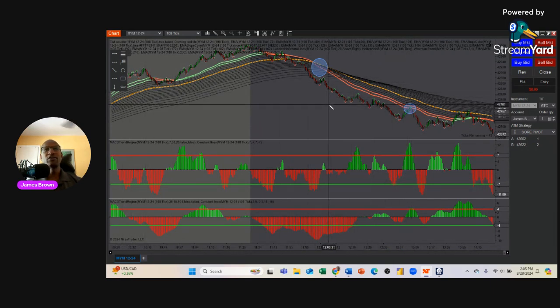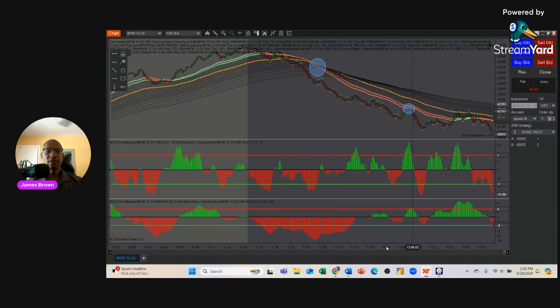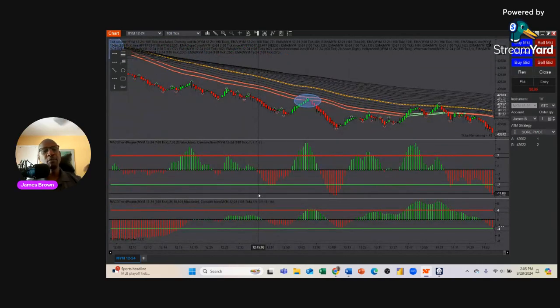And I'll also start adding this kind of stuff in, but again, that's for another video. That's what I look at. So it touches the 50. Is the fast MACD above the zero line? Yes, it is. It's right here. And then what happens?